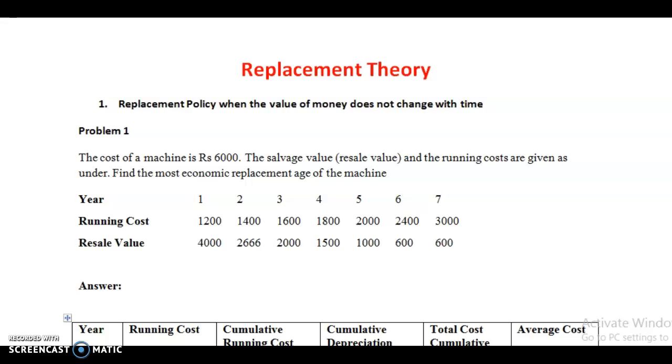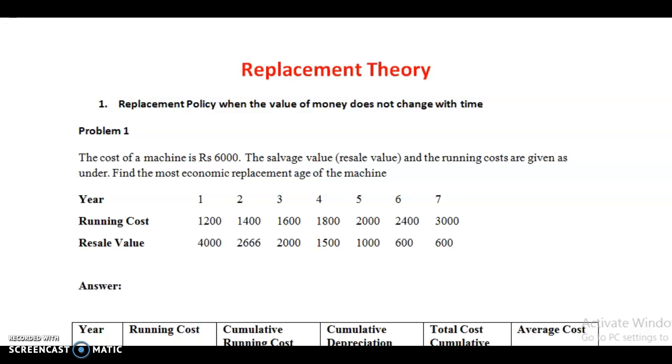Today we are going to solve a practical problem of Model 1. Model 1 is replacement policy when the value of money does not change with time. Here the question is given. The cost of the machine is 6,000, and salvage value and running cost are given. Find the most economic replacement age of the machine.